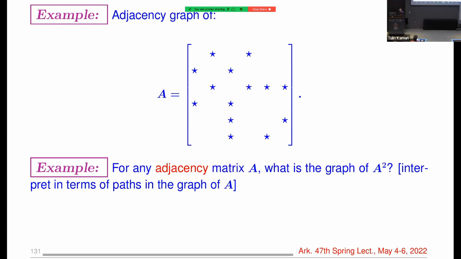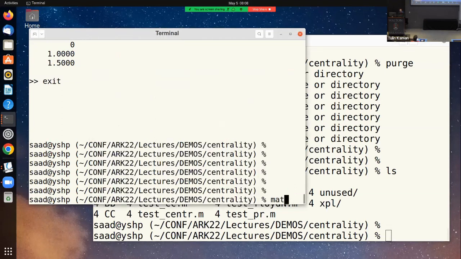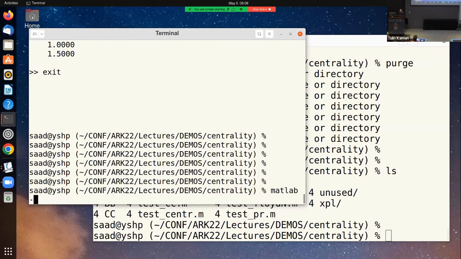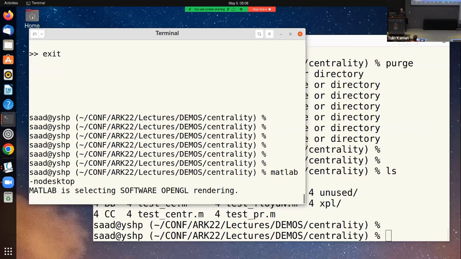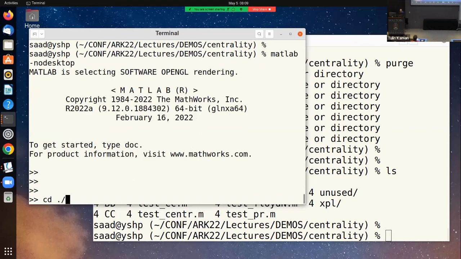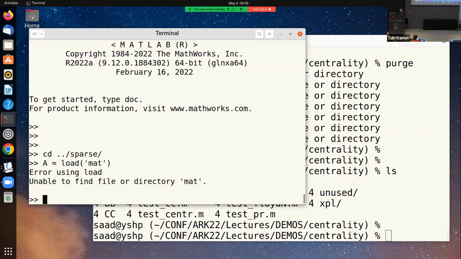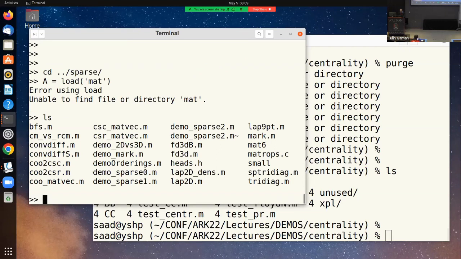Let's see, I have it in sparse. So I'm going to start MATLAB. I haven't started it yet, so I'm not there. I always use it without the desktop because I can change the font and so on. So here I'm going to go to sparse. And I know they have a matrix called load math, which is just a small matrix, which is exactly the one I showed you. Oops, it doesn't seem to exist. Where is it located here? Small, okay.